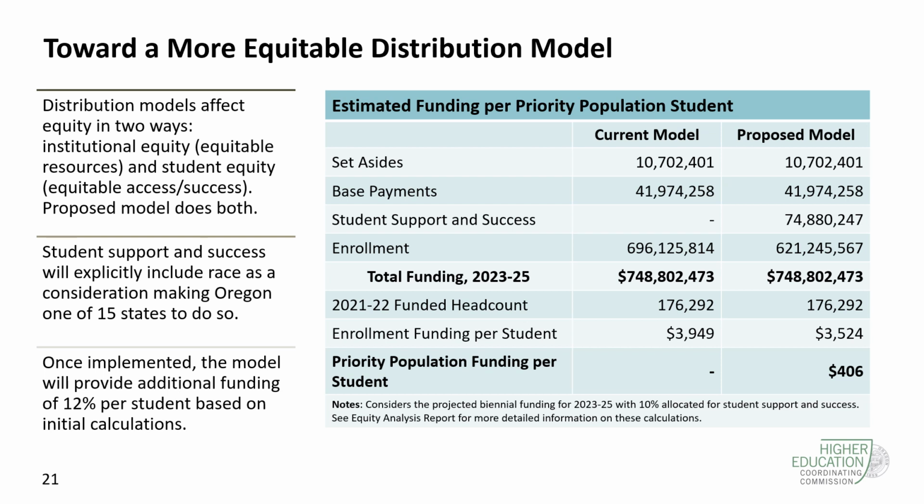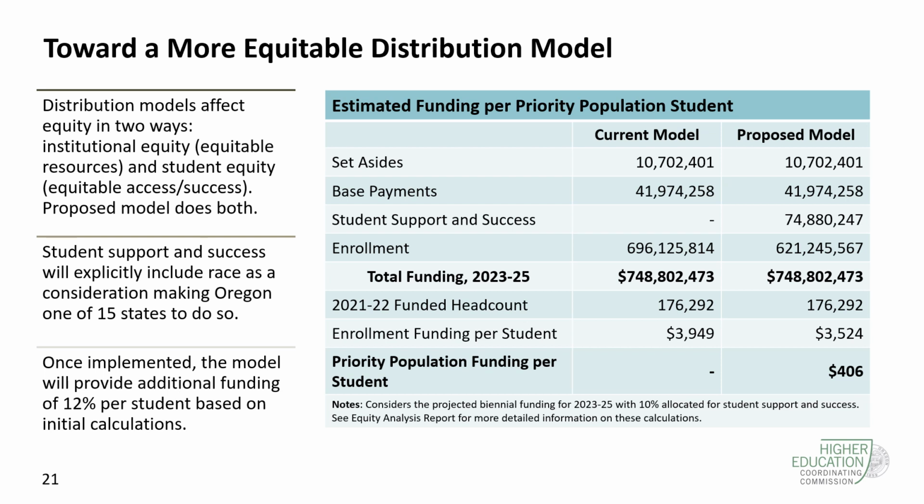And so the student support and student success will explicitly include race as a consideration. And this is important nationally because that would make Oregon one of only 15 states to do that. There are some states where they are prohibited from including race as a metric, as a consideration. And so we're unique in being one of the handful of states who can do that, which we think is a step in the right direction.